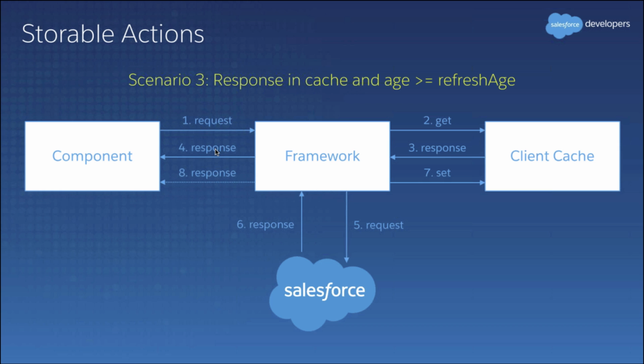And by the way, this is a little sidebar here for people who are familiar with JavaScript promises. This is the reason why you can't really use JavaScript promises with storable actions, because JavaScript promises are meant to be resolved once. And the way storable actions work is that the callback function of your component may, in fact, be invoked twice.